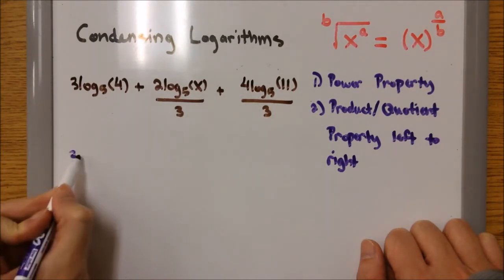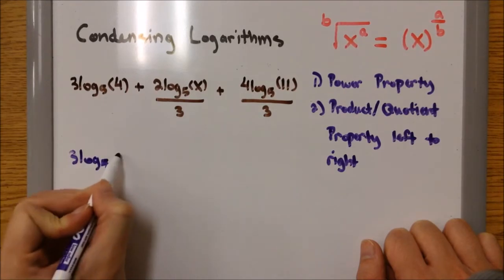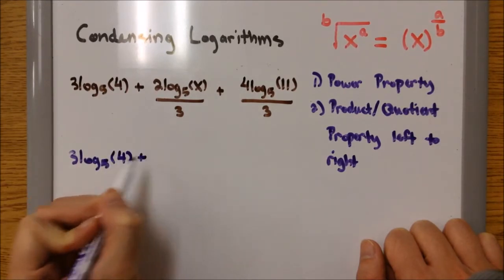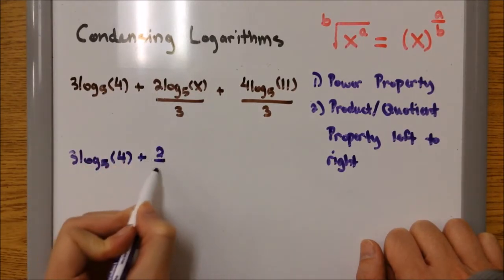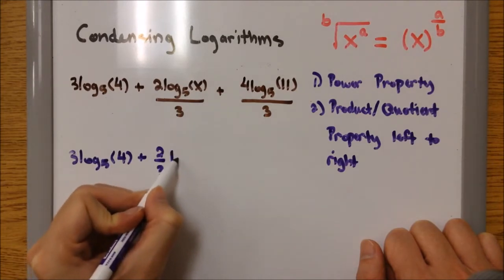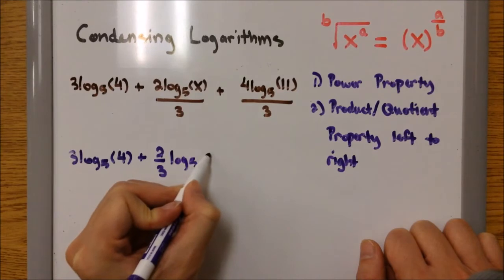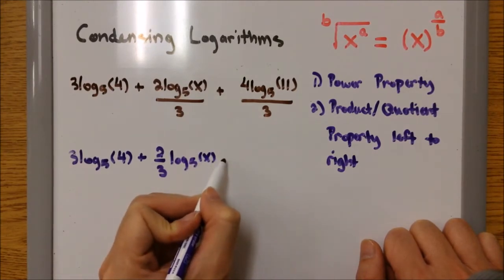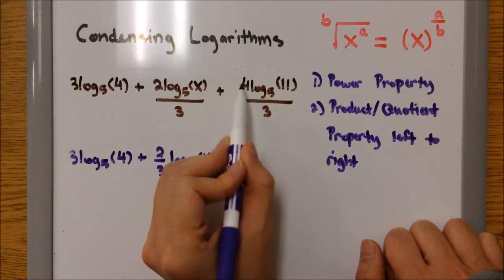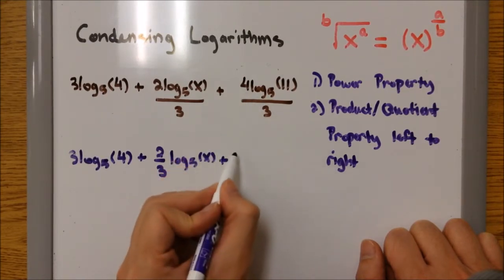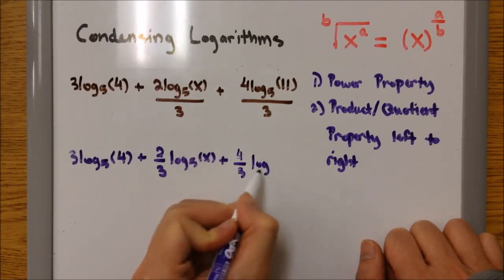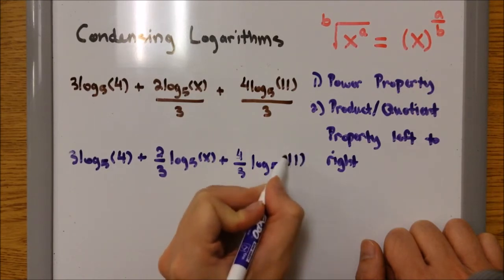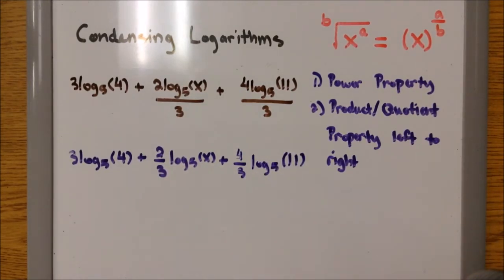So 3 log base 5 of 4 plus, now since there's a 2 on the top and a 3 on the bottom, so I'm going to write it as a fraction, 2/3 log base 5 of x, and then plus, so same thing, 4 on the top, 3 on the bottom, I'll write it as a fraction, so 4 divided by 3, and then just the log base 5 of 11. Alright, so I got the fraction out from the log basically, and it's in front of log.